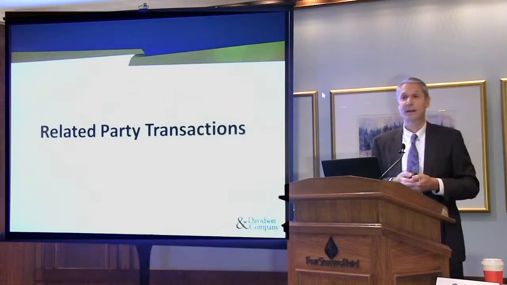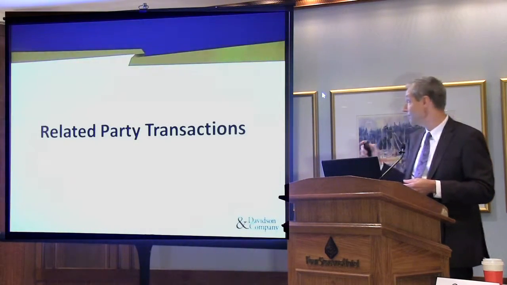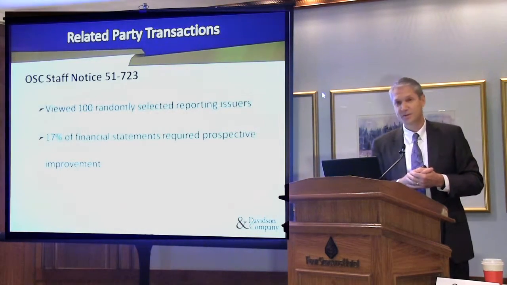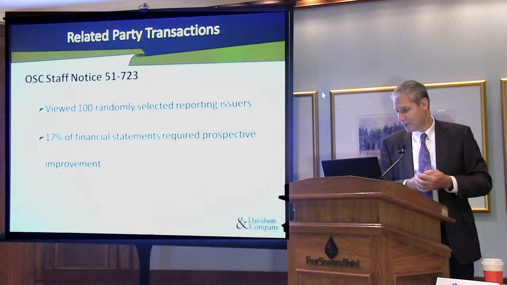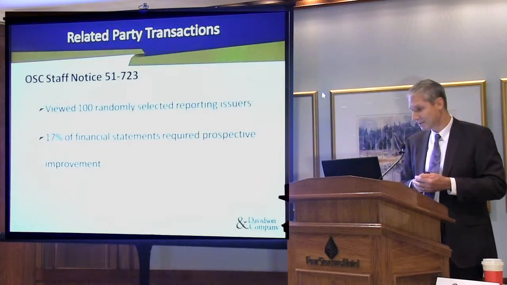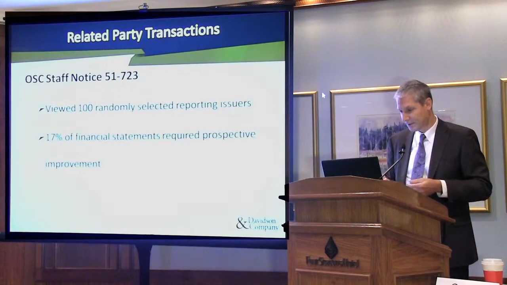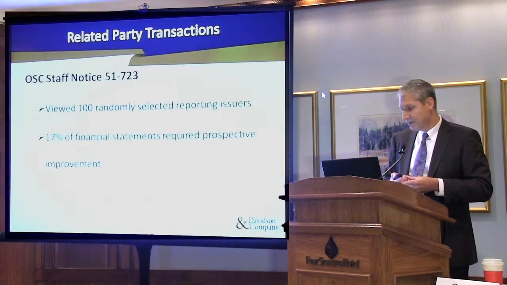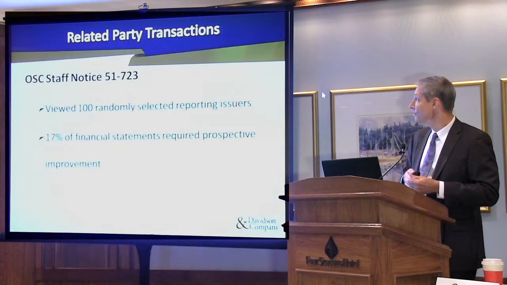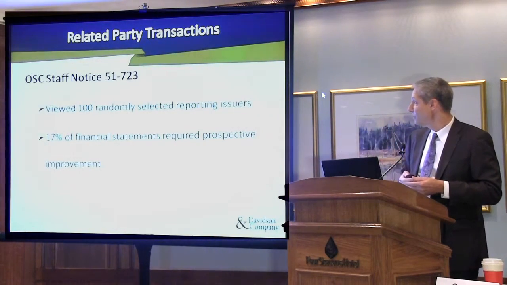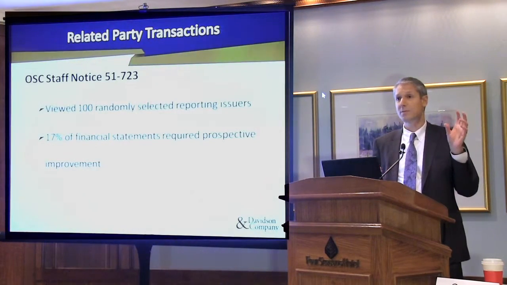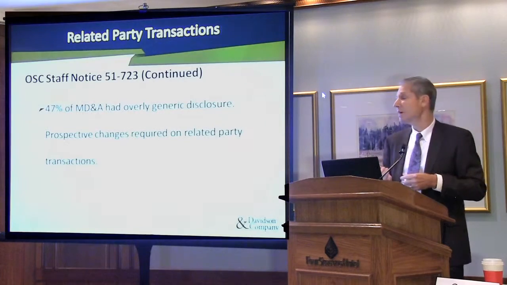A little more detail now on related party transactions. So the OSC put out a staff notice, 51-723, and I don't know what 723 represents. Could be a really high number. I think that's what it is. I hope it's not the number of reports they've put out. They reviewed 100 randomly selected reporting issuers, and 17% required prospective improvement. So that's a comment letter that says you missed something, please put it into your future MD&A.